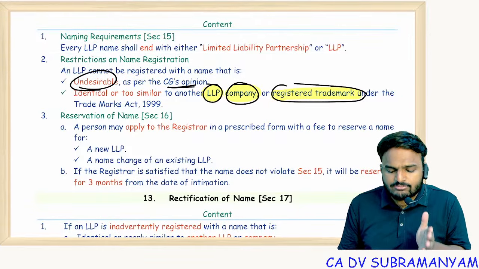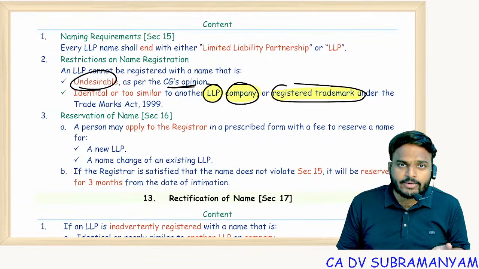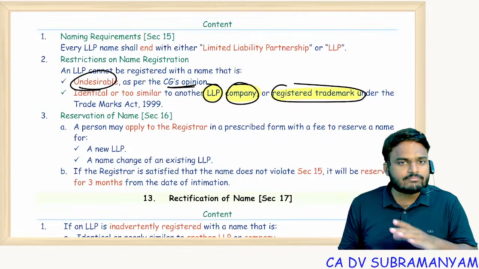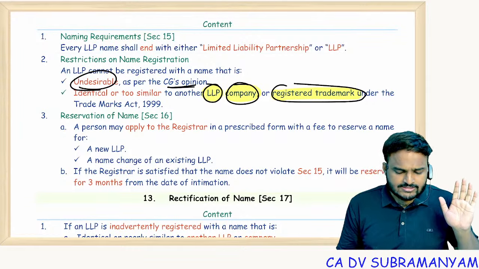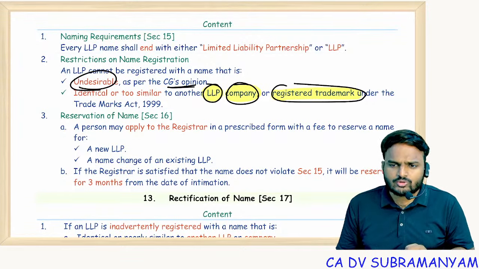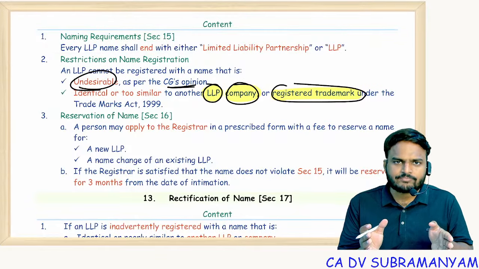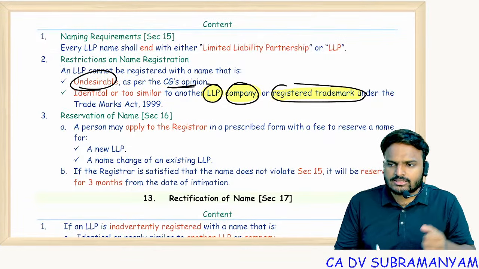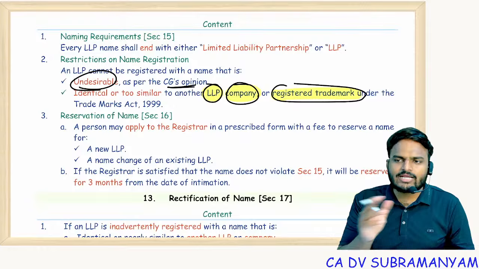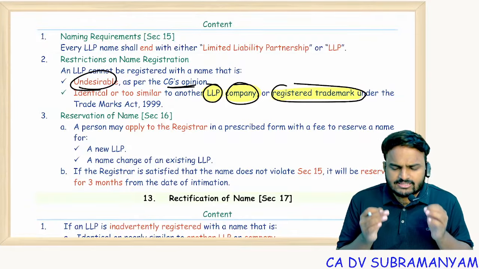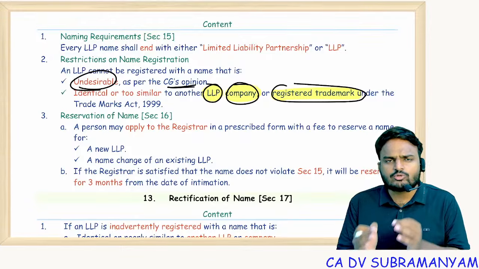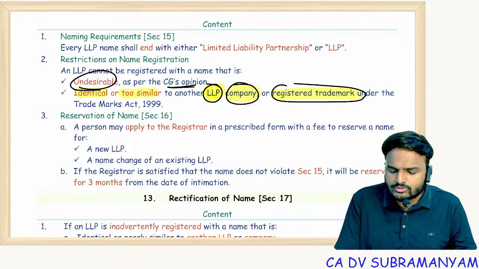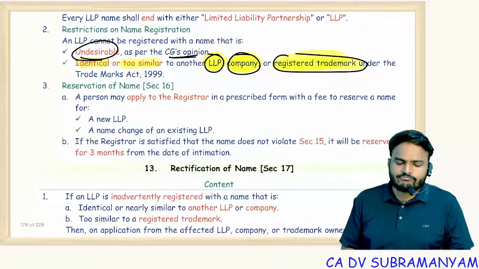Suppose your name is similar to the name of a partnership or sole proprietorship, no problem. You are allowed to use that name without any objections. In one practical question, you can see partnership name and LLP name matching. A partnership firm, represented by one partner, filed an objection with ROC: that LLP name is similar to our name, so order the LLP to change its name. Now, is there any compulsion on the LLP to change its name? No. Why? The LLP name should not be identical or similar to another LLP, another company, or a registered trademark.